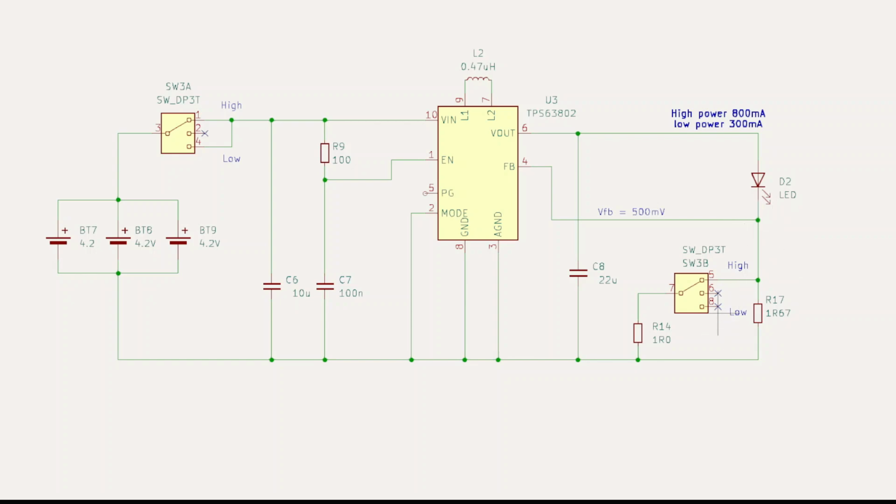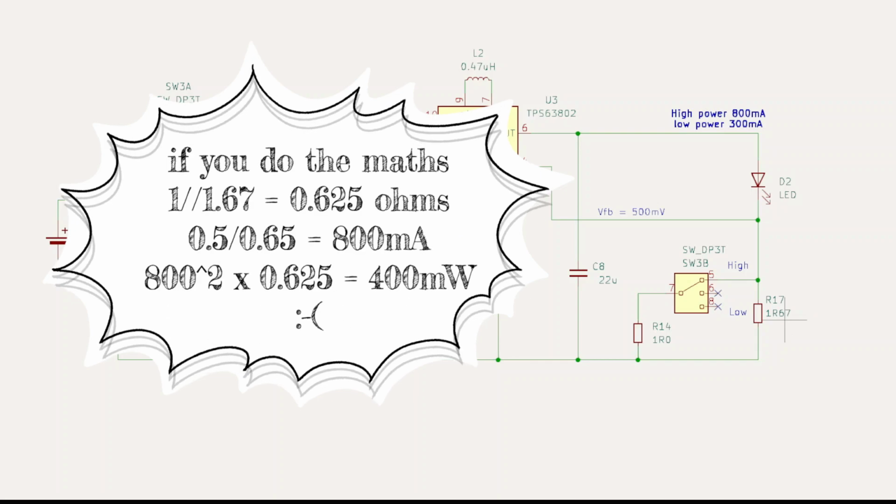And then in the low power option, R14, this one here is switched out, this one's left in, and so of course less current is needed to increase the voltage across that resistor to 500 millivolts, and so that provides the low power option. But it's still not brilliant, because even 800 milliamps across a 1.67 ohm resistor is still a watt or so.